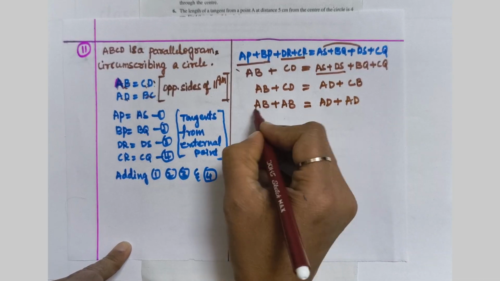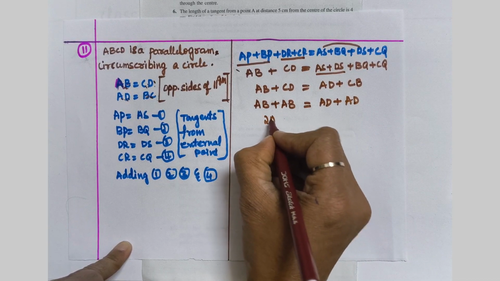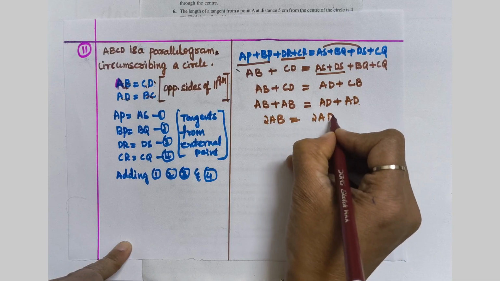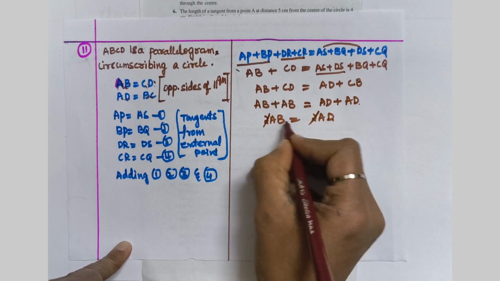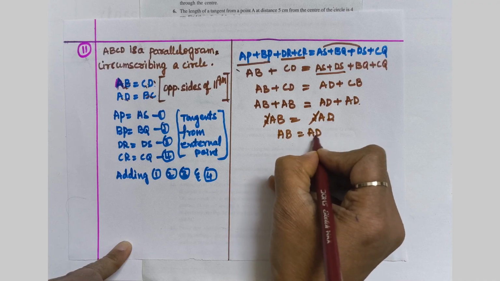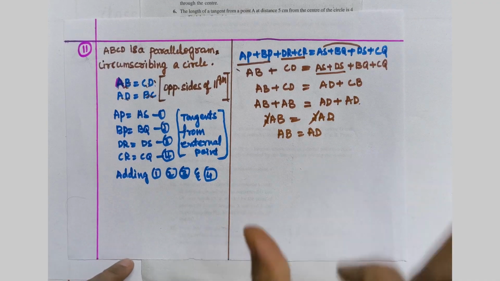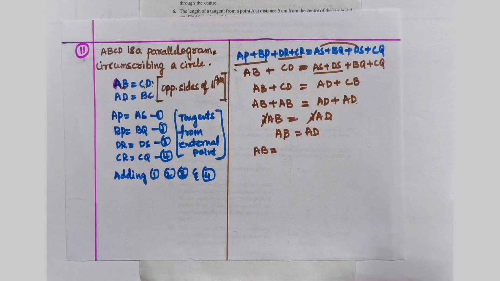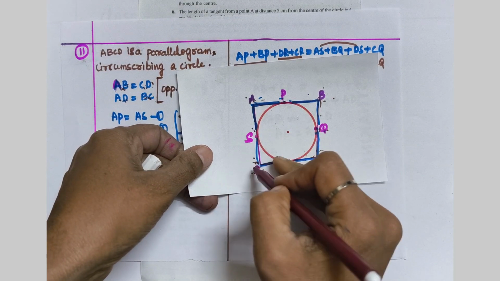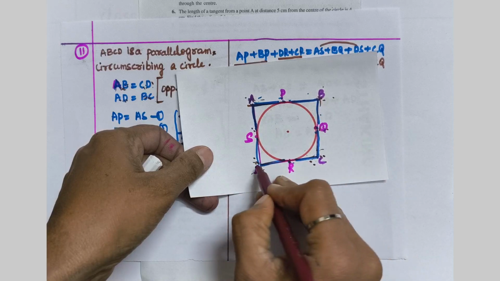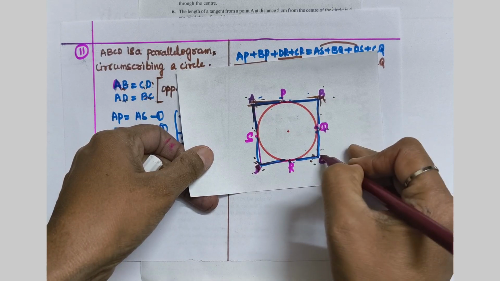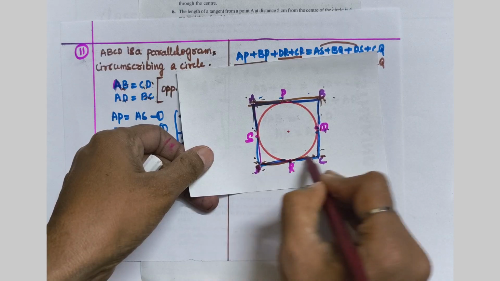Now see here, AB plus AB, 2AB, is equal to AD plus AD, 2AD. Cancel the 2. AB equal to AD. Now you try to understand the final answer. AB equal to AD. AB equal to BC. AB equal to AD, AD equal to BC. Try to understand, these both are equal.